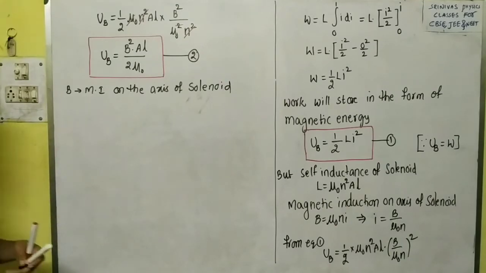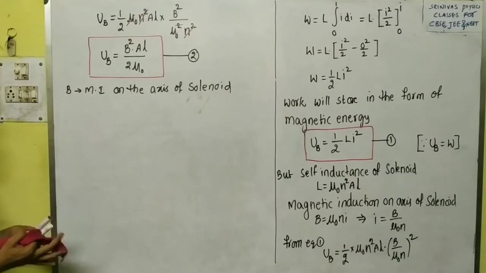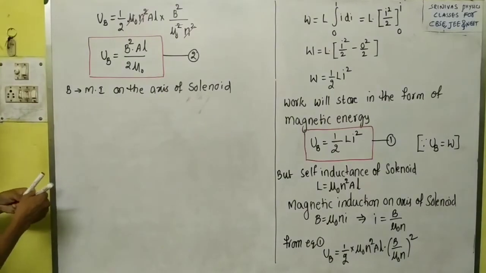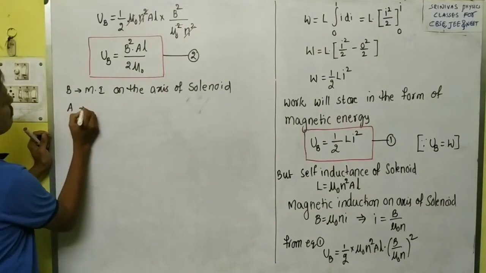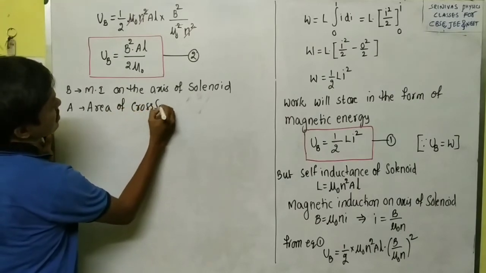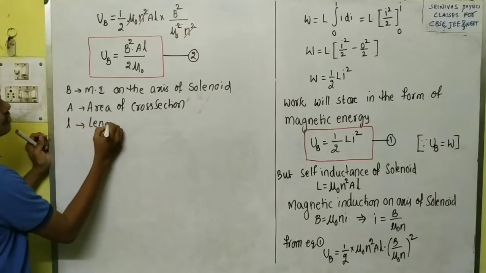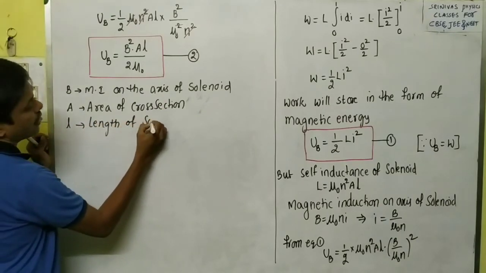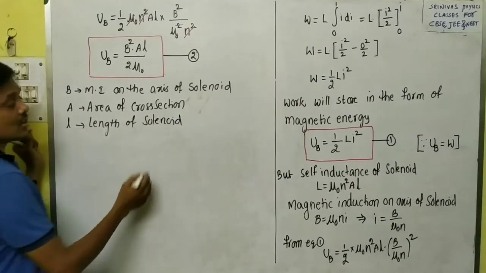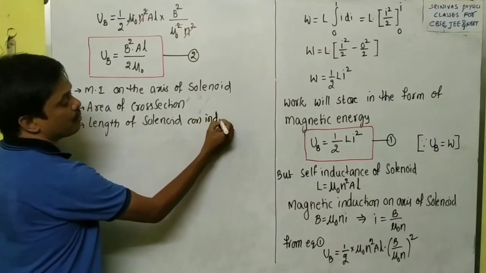Instead of solenoid, actually we are deriving the magnetic energy stored in the inductor. The magnetic energy in the solenoid or the inductor we can write. And here A is the area of cross section, and L is the length of the solenoid. A solenoid, or a coil with high inductance, is also called an inductor, no problem.